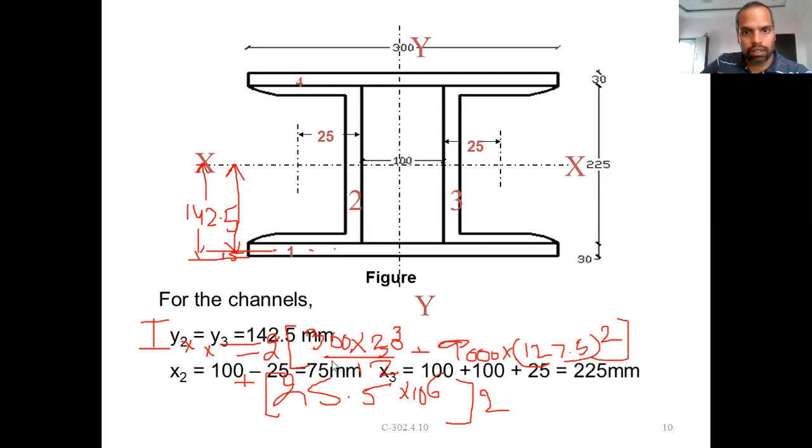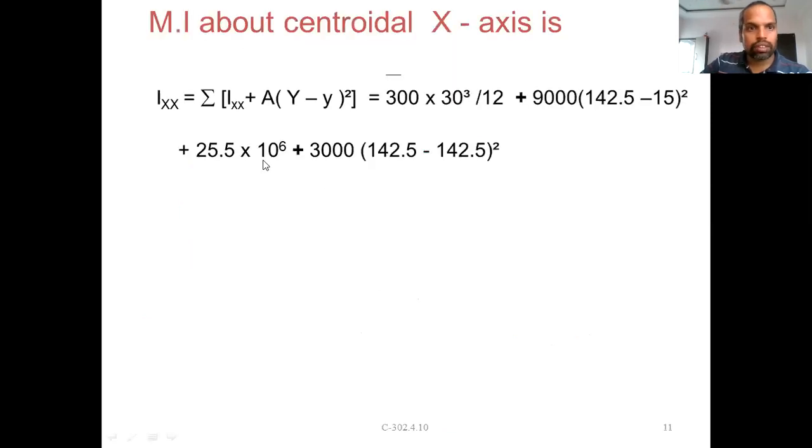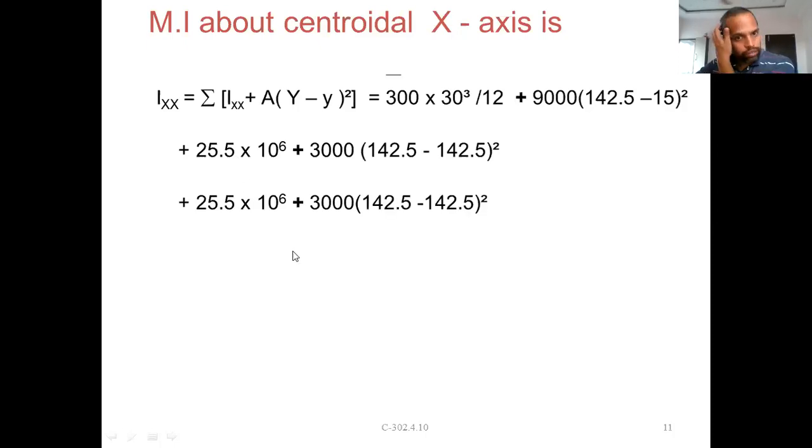Now let us see the moment of inertia calculation. Ixx is equal to 300 into 30 cube by 12 plus 9000 into (142.5 minus 15) square, plus 25.5 into 10 to the power 6. I have not used the parallel axis term for the channel because the distance becomes 0, so it is not applicable and not required. When it becomes 0 it is meaningless, so I directly use this one.